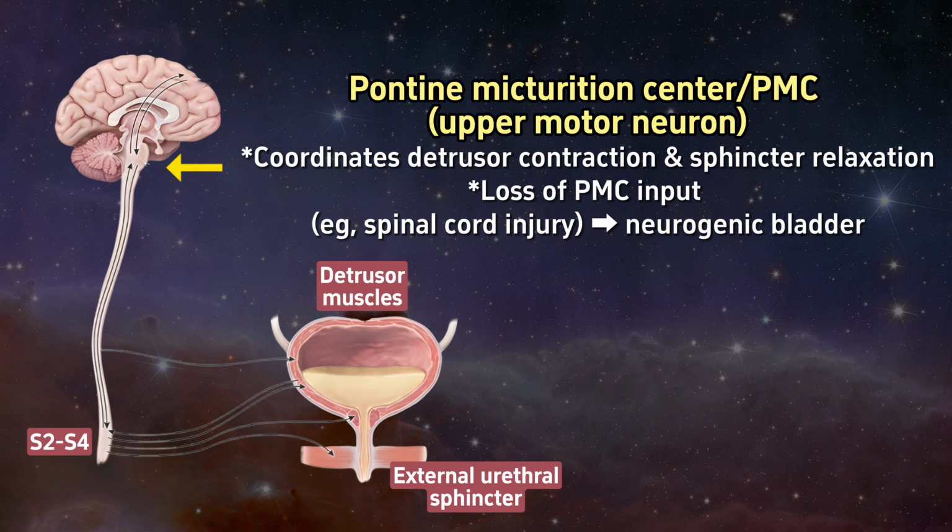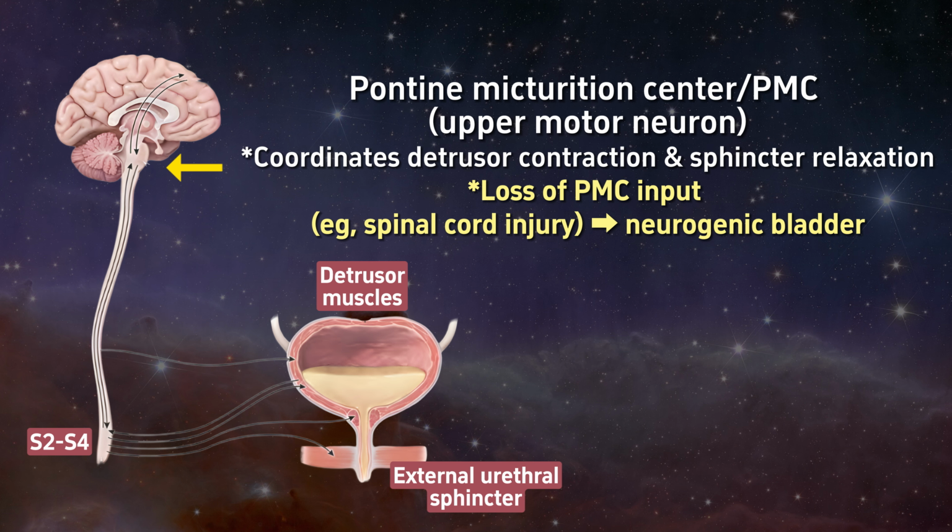Pontine micturition center, upper motor neuron. Pontine micturition center coordinates detrusor contraction and sphincter relaxation. Loss of pontine micturition center input, for example, spinal cord injury, leads to neurogenic bladder.